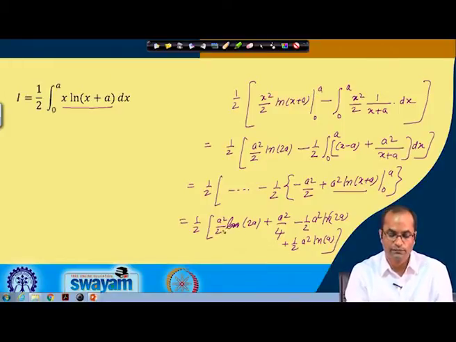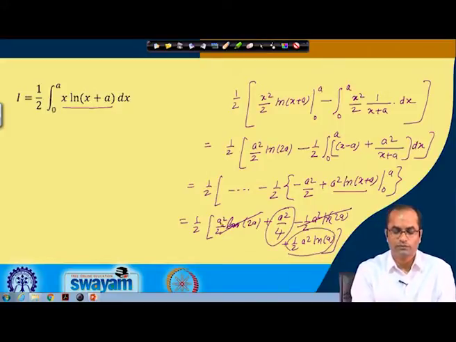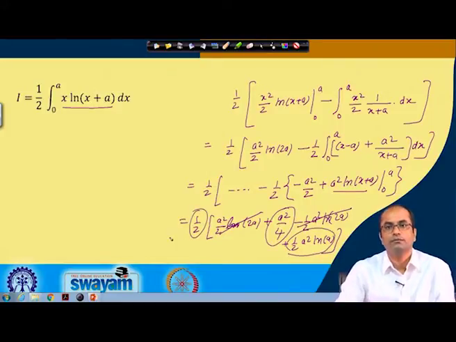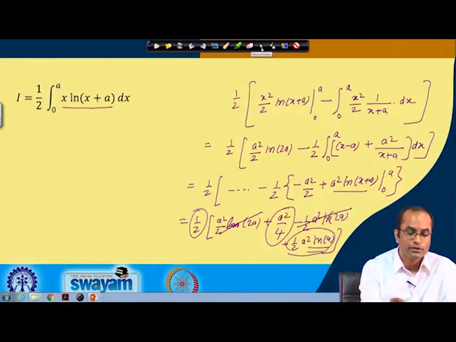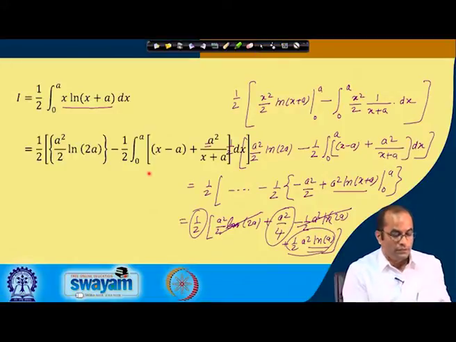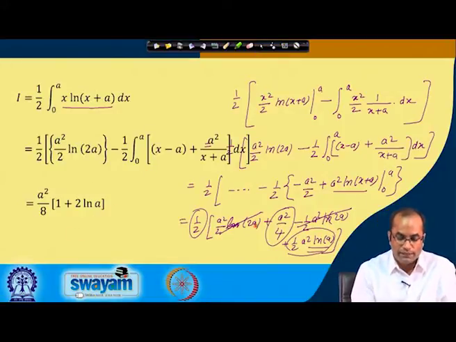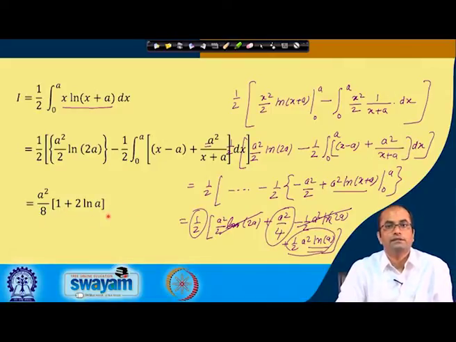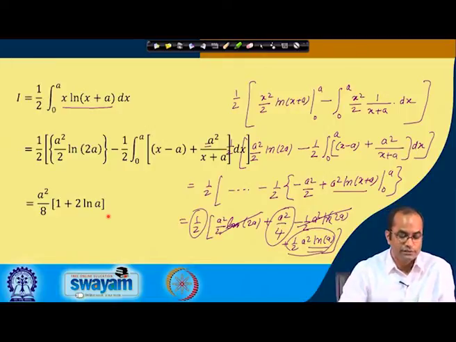So, this a square by 2 ln 2a will get cancelled, and we will have this term a square by 4 and a square by 2 here. So, a square by 4 we can take common. So, this will become a square by 8, and we will have 1 plus 2 times ln a, that will be the answer. So, this will be a square by 8 and this 1 plus 2 times ln a, that is the value of this integral.